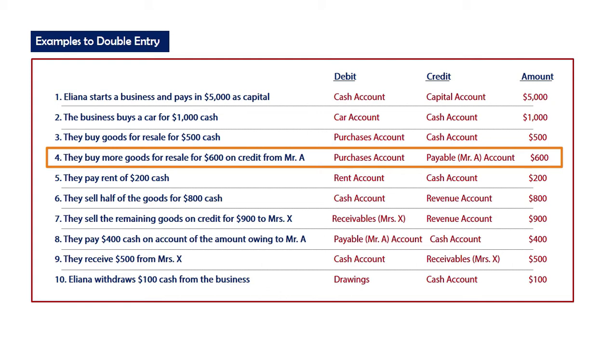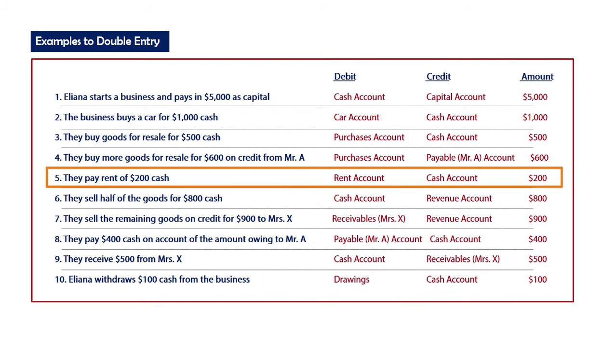Purchases, as we stated earlier, is an expense account. All expense accounts are supposed to be debited. Then Mr. A is a payable, which is a liability. Now we have gained an additional payable, or we have increased our liability. So once liability is increasing, we have to credit the payable account where the $600 amount is involved.